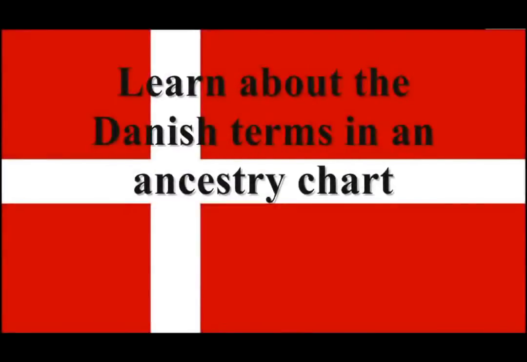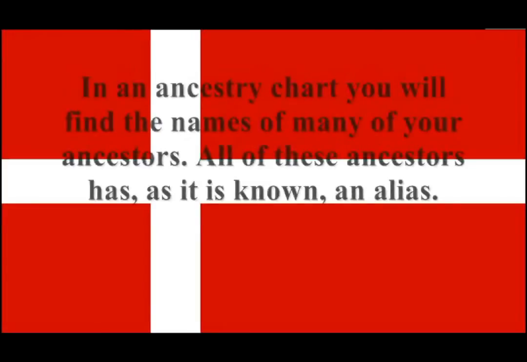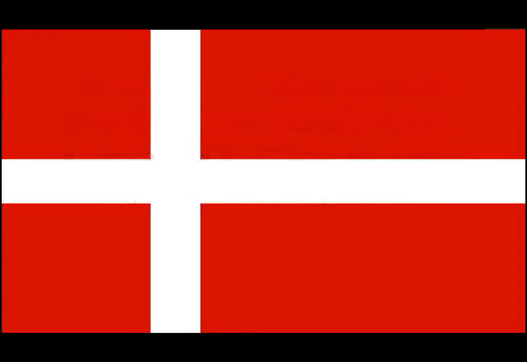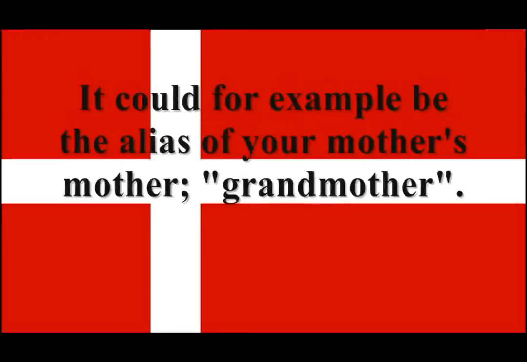Learn about the Danish terms in an ancestry chart. In an ancestry chart, you will find the names of many of your ancestors. All of these ancestors have, as it is known, an alias. It could, for example, be the alias of your mother's mother, grandmother.